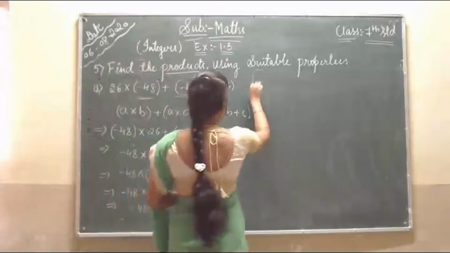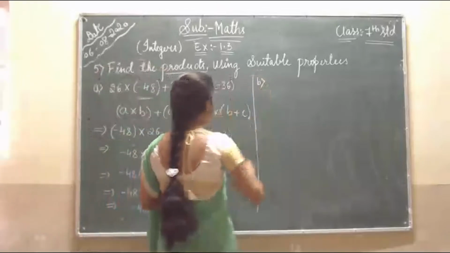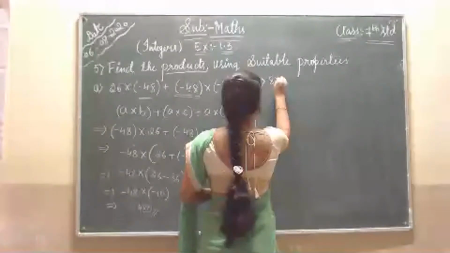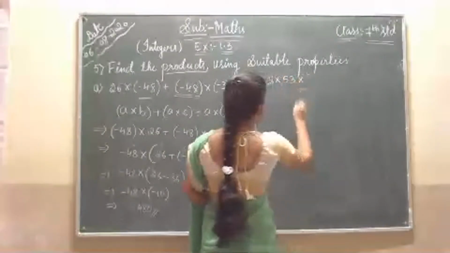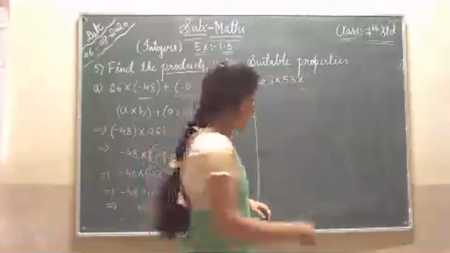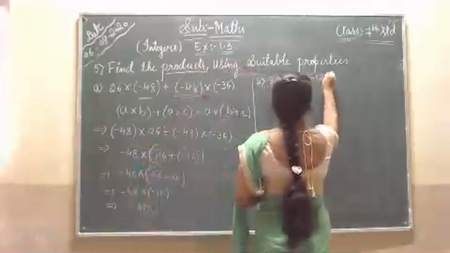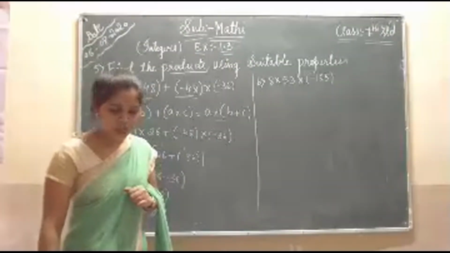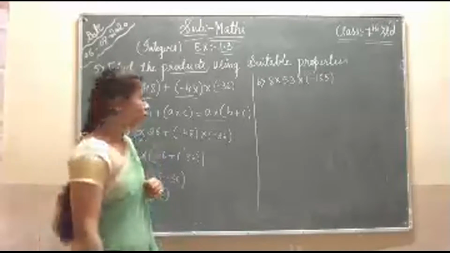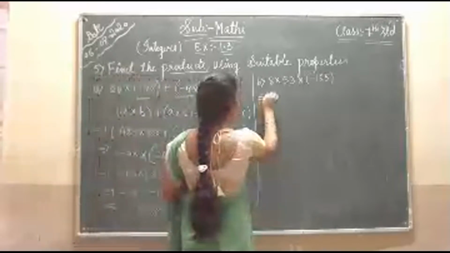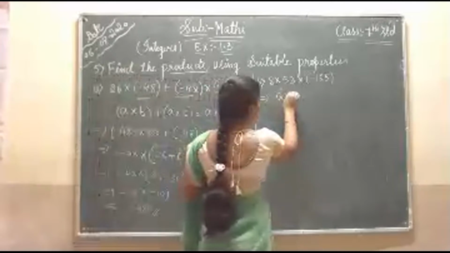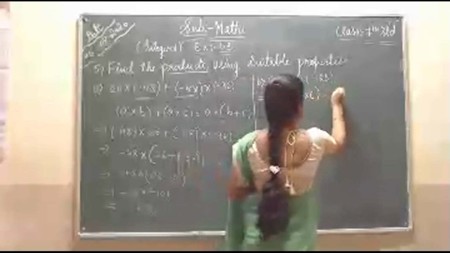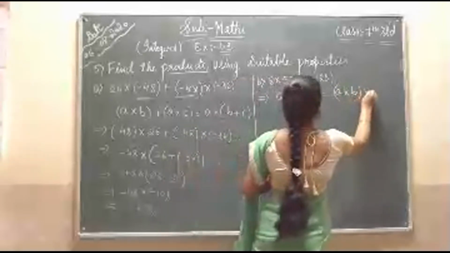B. 8 into 53 into minus 125. See here, this is your question. Okay. Now rearrange. See here, A into B into C equals A into B into C.